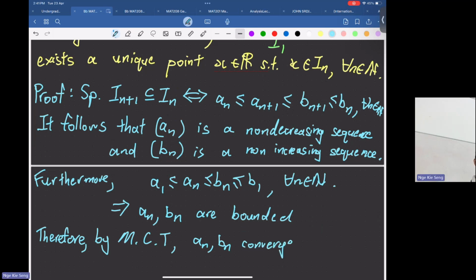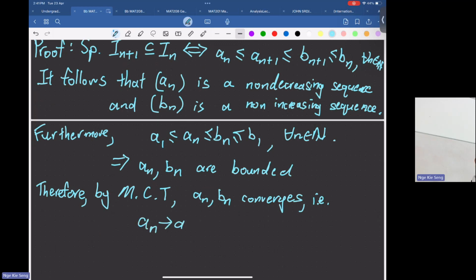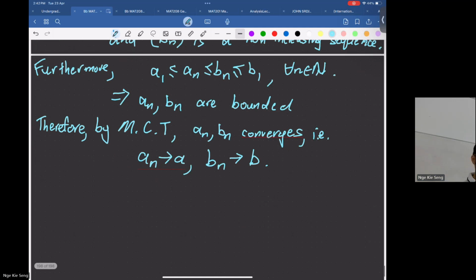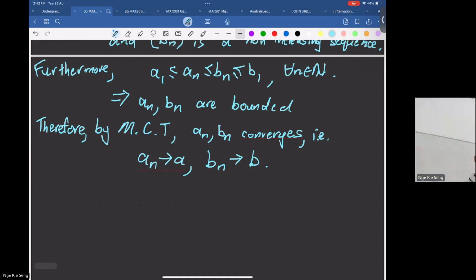So if they converge, we can talk about their limit. Let's say an goes to a, bn goes to b. In particular, this a and b are some real numbers. Okay, they converge to a and b. Should they be the same or can they be different? Intuitively, they should be the same, right? Okay, so let's show it. It is the same actually. So how do we show a and b are equal?